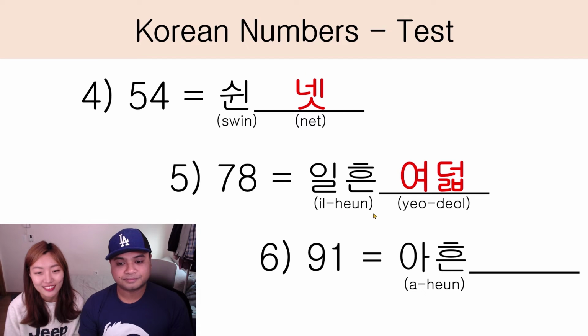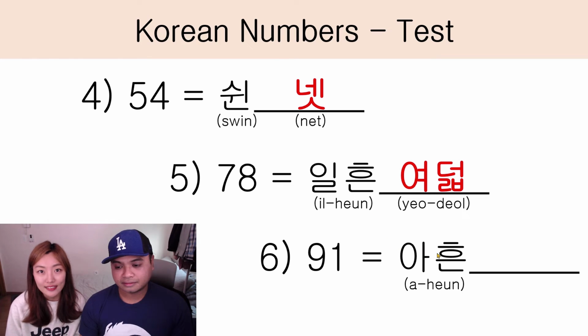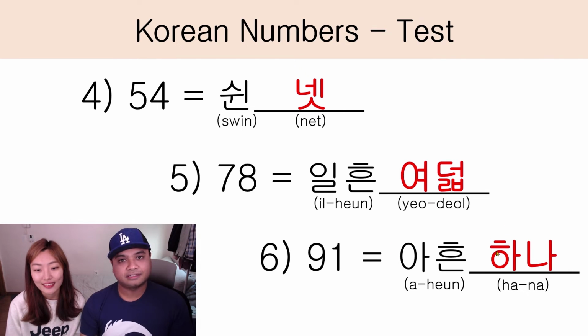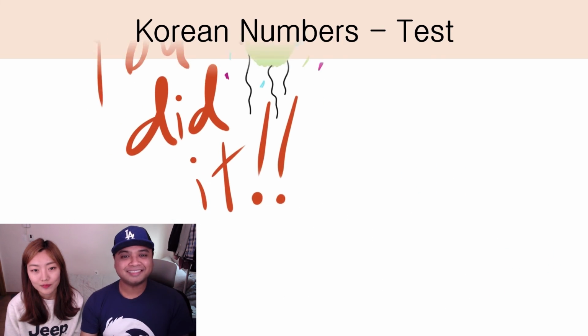Last question. 91. To say 90, you need to say 아흔. To say 1, 하나. Then you put those together and you get 91: 아흔하나. And guys, that's it.